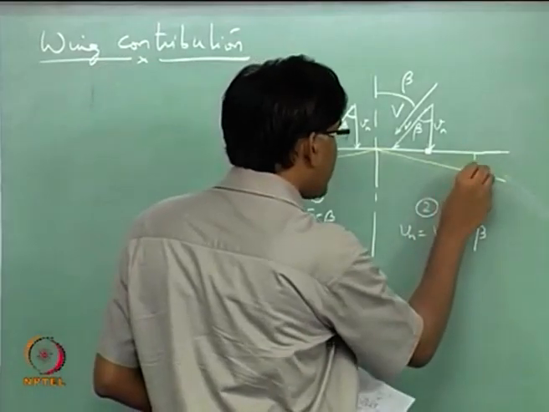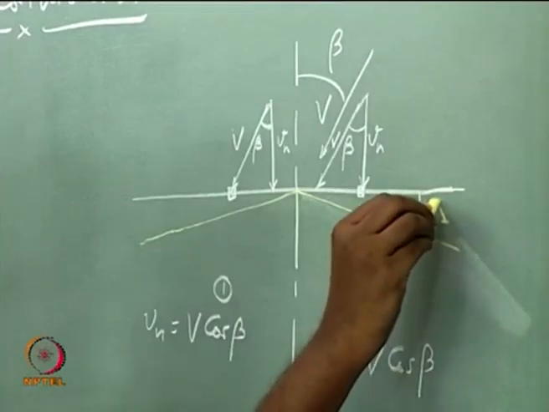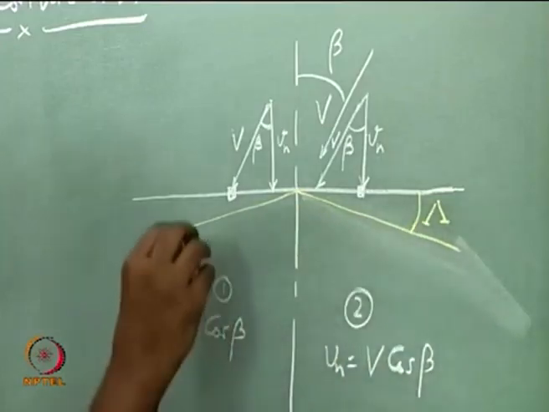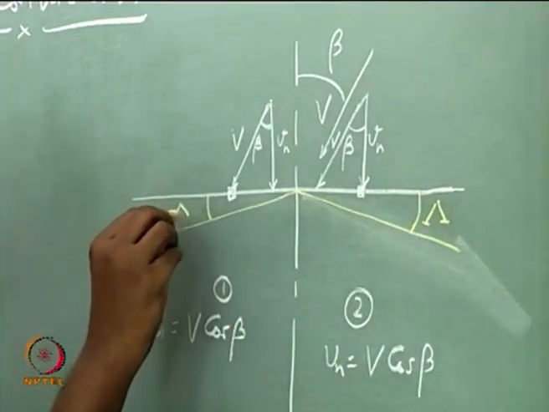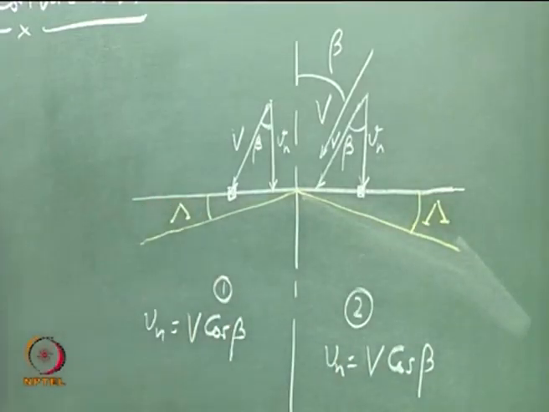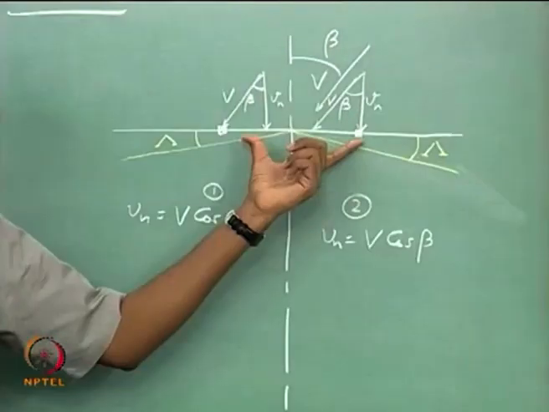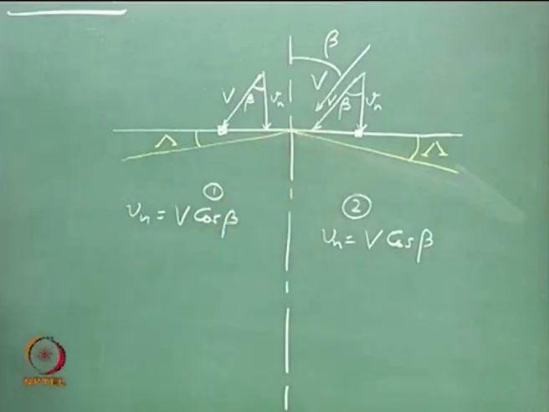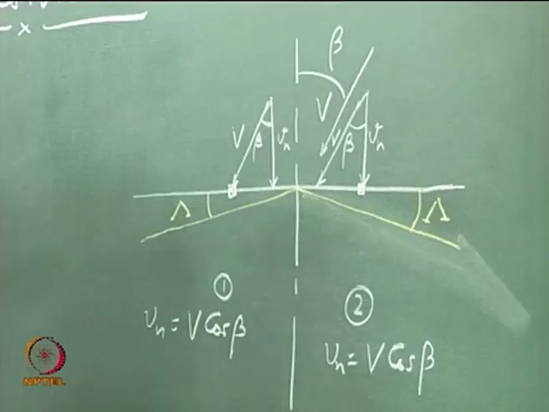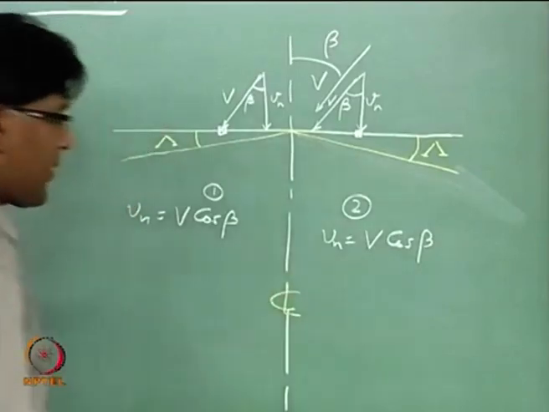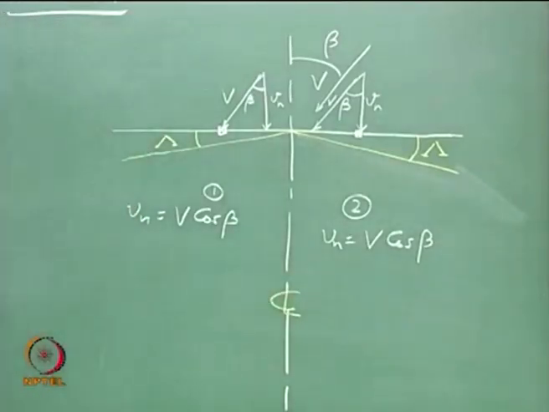Let us now look at one situation when you have a wing swept back, and the angle of sweep is this. Now, let us again look at these two sections, airfoil sections on the wing, equidistant from the center line. This is the center line, right.